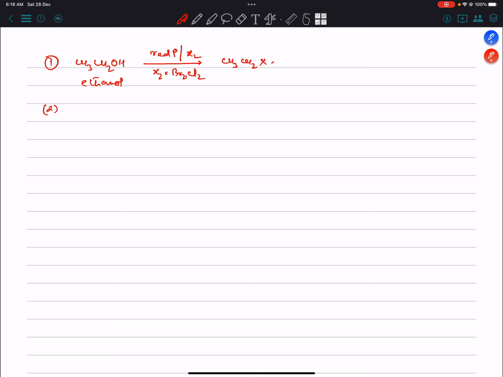Second reaction is when an alcohol reacts with PCl5, phosphorus pentachloride. It forms chloroalkane. So here from ethanol to chloroethane is formed.